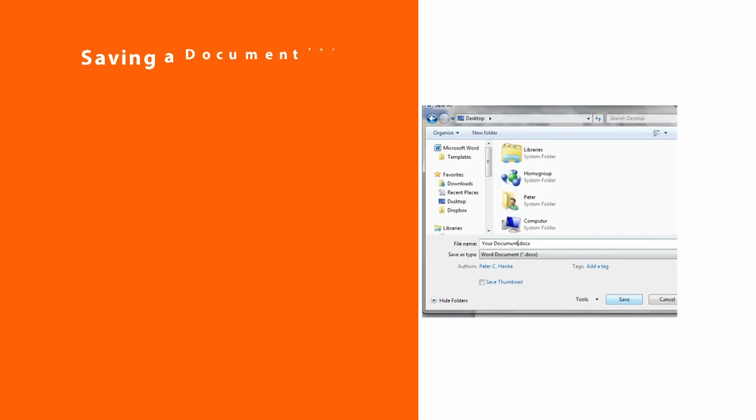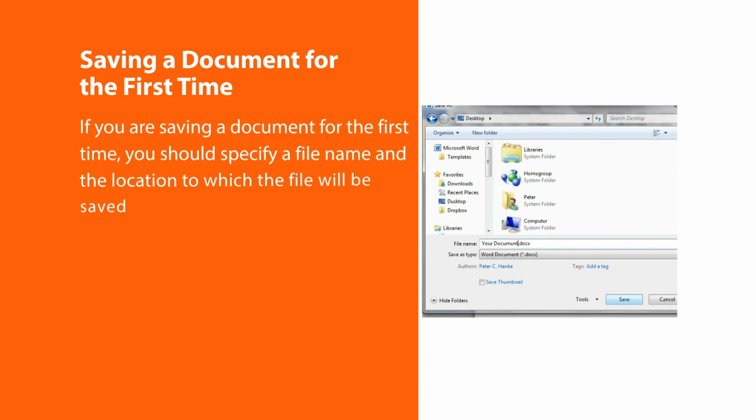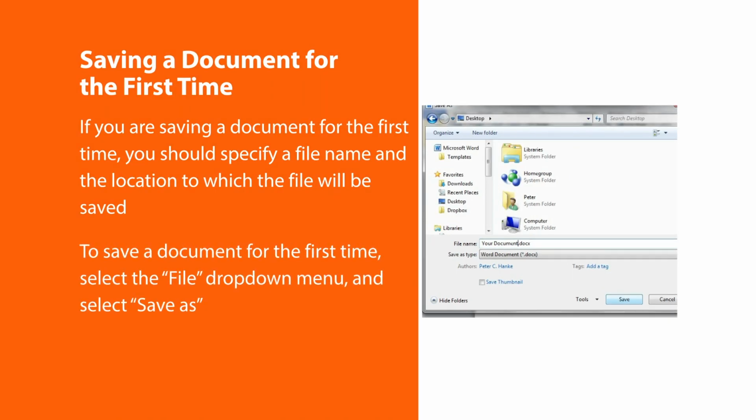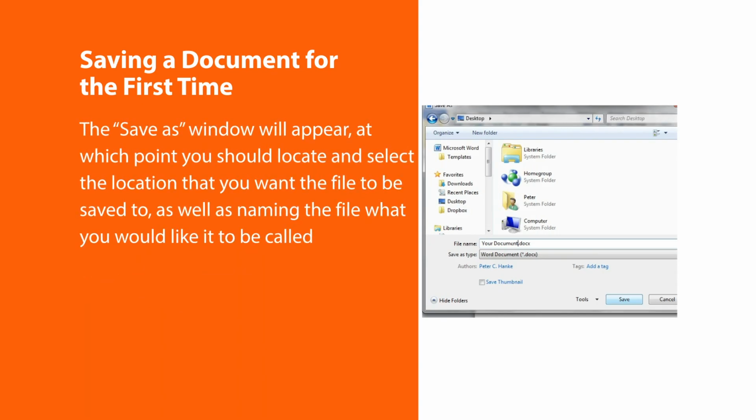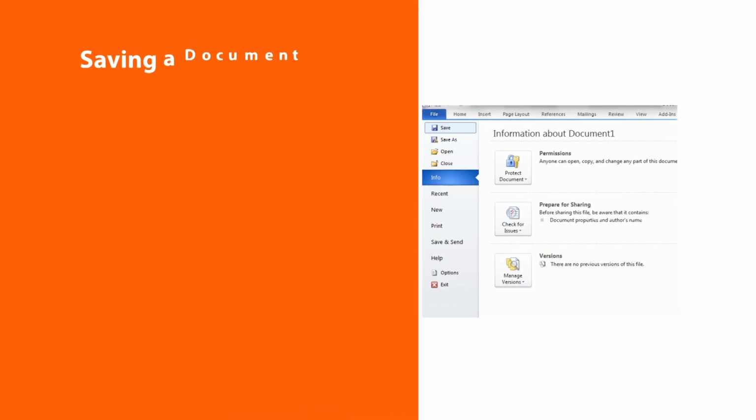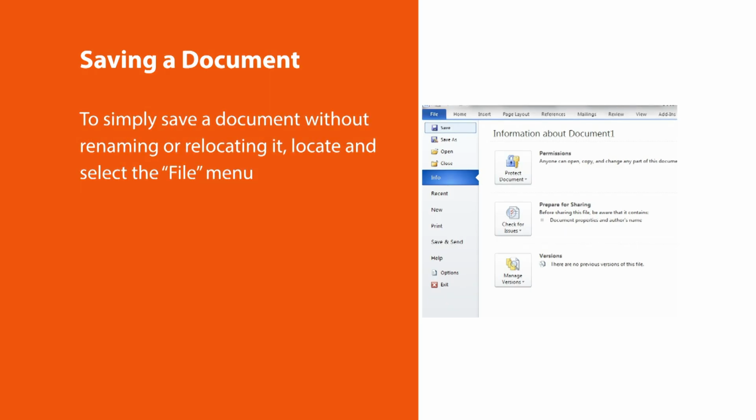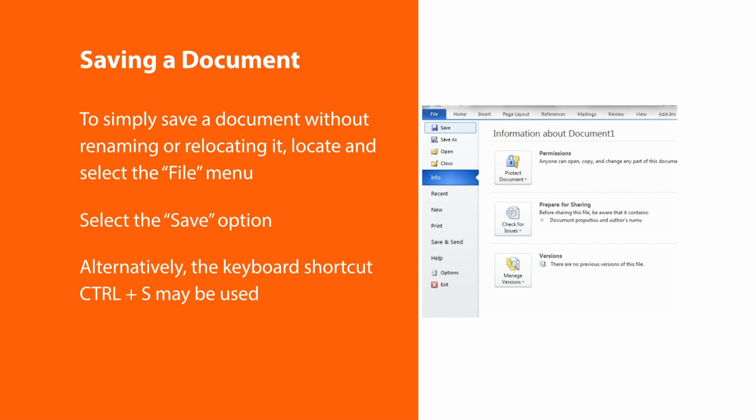Saving a document for the first time. If you are saving a document for the first time, you should specify a file name and the location to which the file may be saved. To save a document for the first time, select the File drop down menu and select Save As. The Save As window will appear, at which point you should locate and select the location that you want the file to be saved to, as well as naming the file what you would like it to be called. To simply save a document without renaming or relocating it, locate and select the File menu, and select the Save option. Alternatively, the keyboard shortcut Ctrl+S may be used.